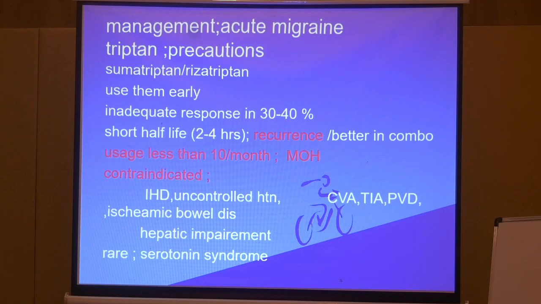It is a strong vasoconstrictor. So with any patient with accelerated hypertension, ischemic heart disease, angina, stroke, or peripheral vascular disease, be careful. You might induce severe vasoconstriction. So these are certain important points that you should know when you are using triptans. Serotonin syndrome is very rare. I have not seen in my 25 years of career a patient with triptan and serotonin syndrome.